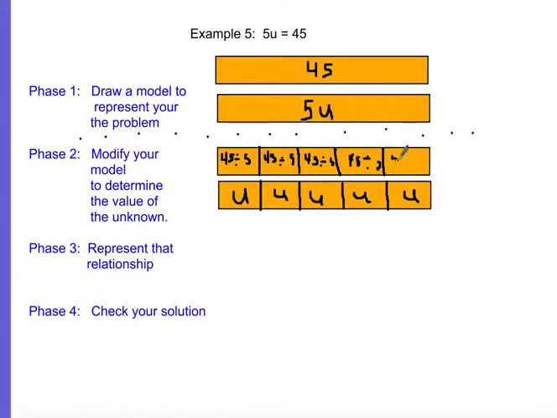Now, once we have that, we can move on to making that dotted line to separate phase 2 from phase 3. And we can represent this relationship that we have just detailed here. Remember, the overall goal is just to find the value of u.